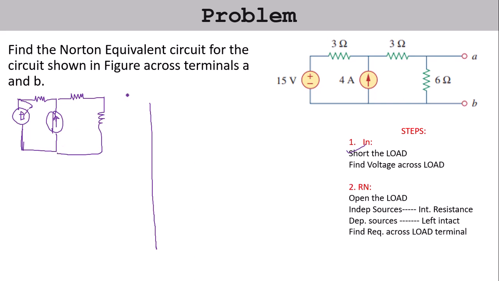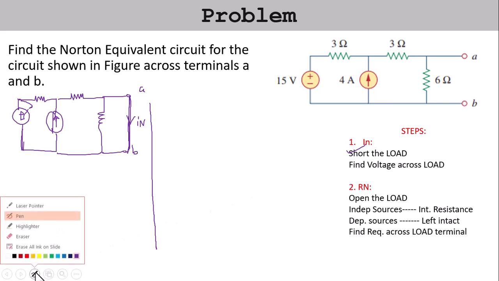Okay, this is a diagram. Now if we talk about the terminals A and B, we have to short the load, meaning we have to do the short like this. Now what happens is the interesting part. When this is shorted, you can see that the two resistors are coming in parallel.